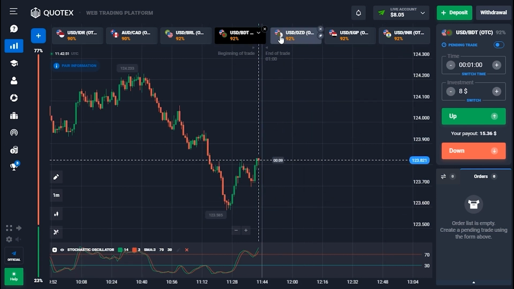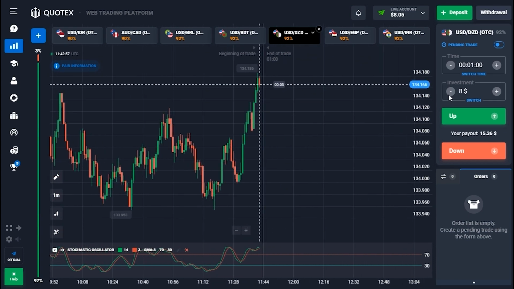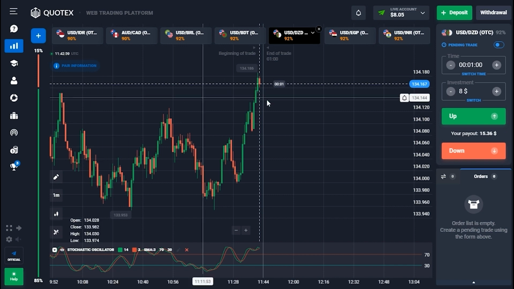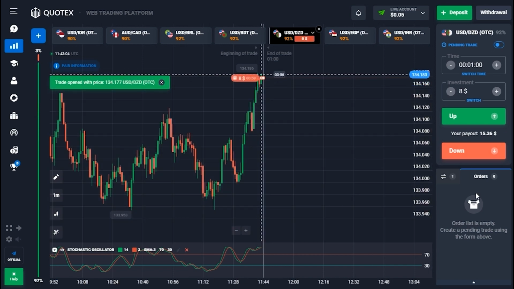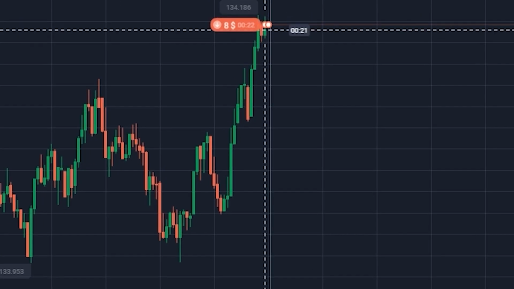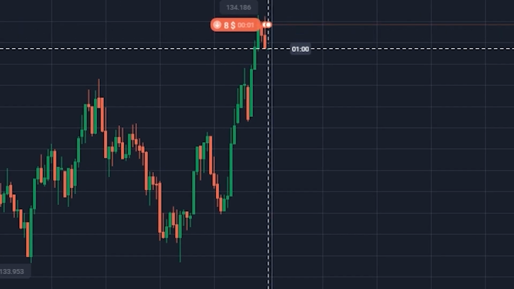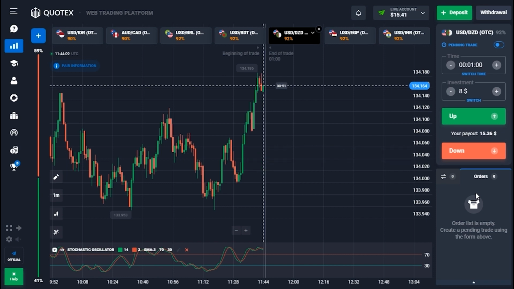Let's move on to the next pair. Oh, it's a great situation. Here the price is at the resistance level, and as we can see, the downward movement has already begun. I changed my investments and opened a down trade. Oh, I made my profit in just 1 minute. That was enough, guys. Look at what good entry points technical analysis shows us.